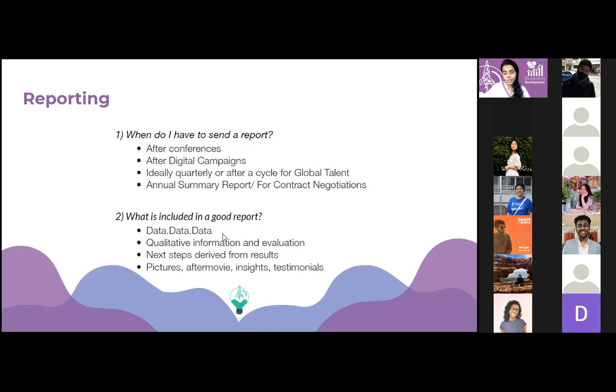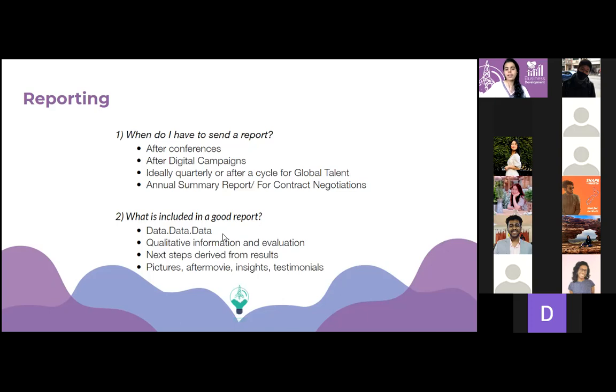And what is included in a good report? Data. Always include data. Don't base your report on your own personal assumptions, but back it up with the data and the proof. The qualitative information and evaluation should also be there, and also next steps derived from the results. If it's a conference report, include feedback that you got from the delegates, and also include pictures, after movies, insights, and testimonials, all those things.